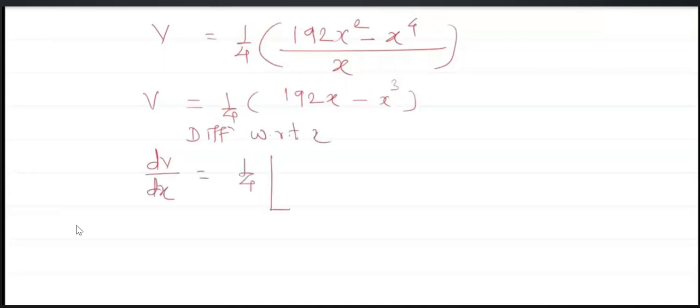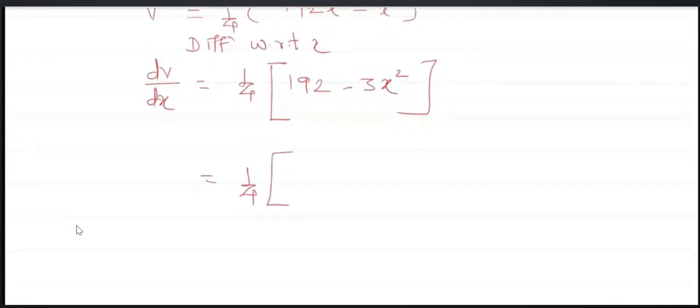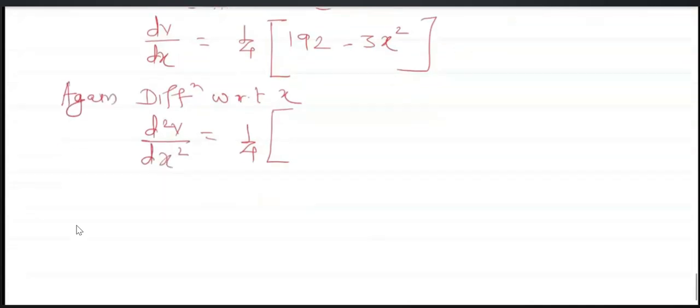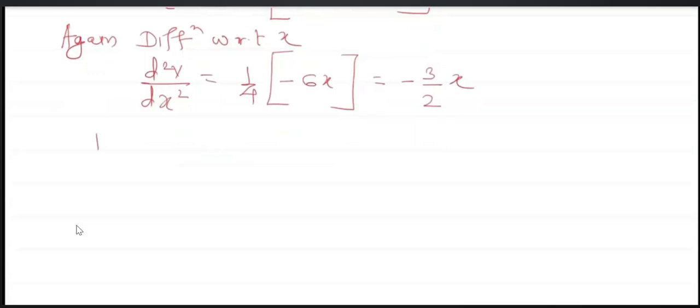Differentiate with respect to x. dV upon dx is equal to 1 by 4 in bracket (192 minus 3x square). Now the second derivative, d2V upon dx square is equal to 1 by 4 into minus 6x, that is equal to minus 3 by 2 into x.